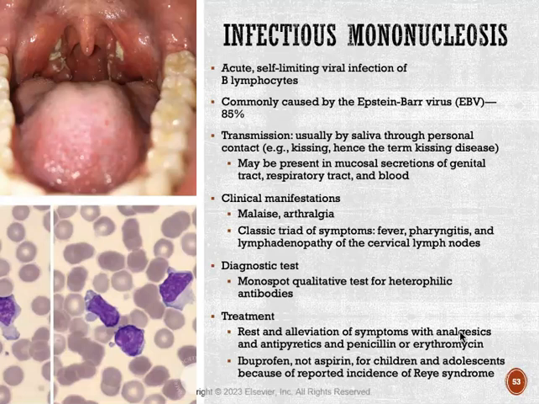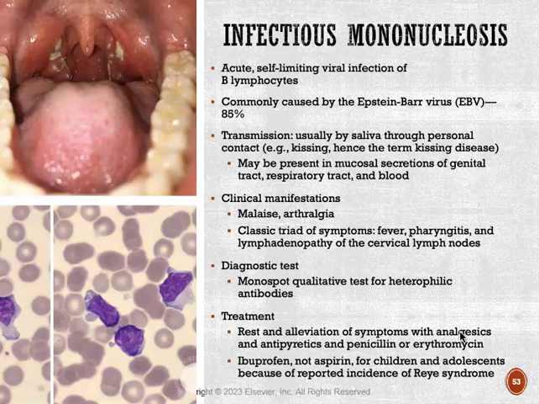Our symptoms are typically going to start with a general malaise and joint pain, but the classic triad would include a fever, pharyngitis, and swollen cervical lymph nodes. So our diagnosis would then be confirmed by the monospot test, which detects the heterophilic antibodies. And to treat it, unfortunately, there is no cure. It's all about managing the symptoms.